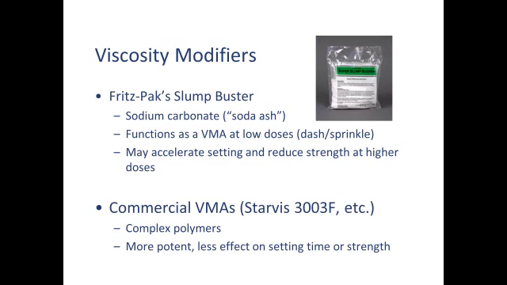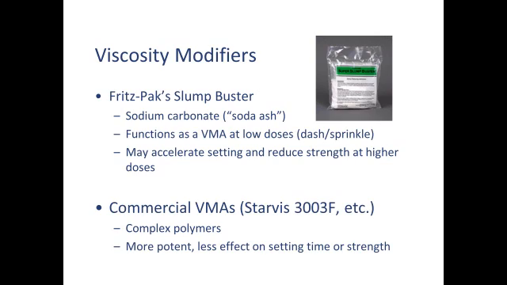Pretty much every admixture manufacturer has one. Sometimes they're called rheology modifiers. And these tend to be more complex polymers that are more potent, and they are less effective on the setting time or the strength. But you typically can't get those in reasonable quantities. You might have to buy 20 liters of them or even more.